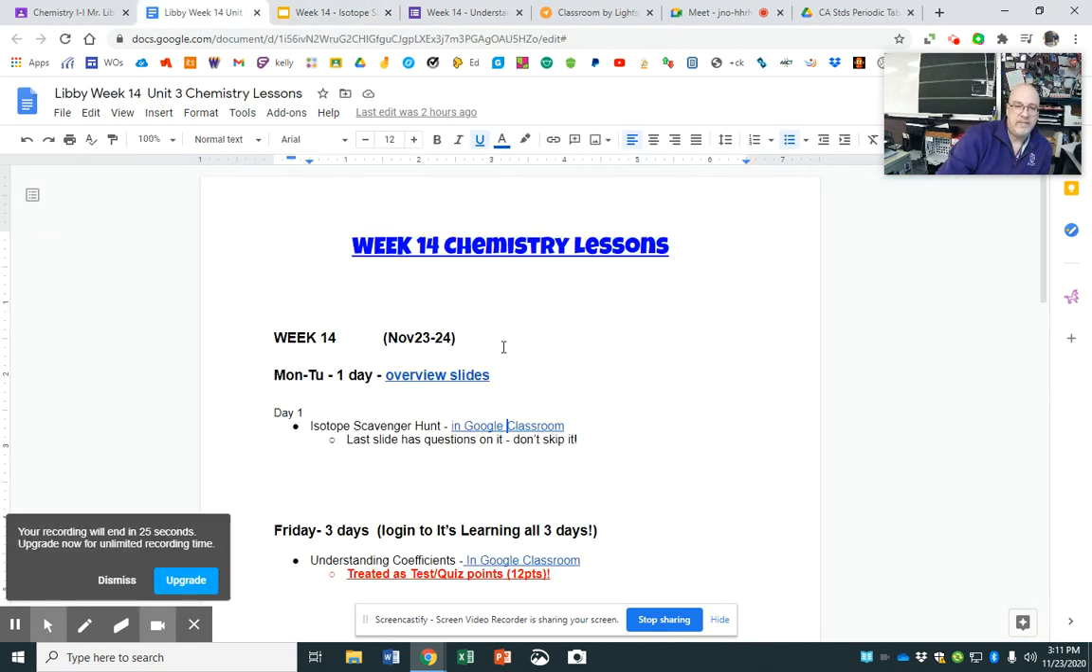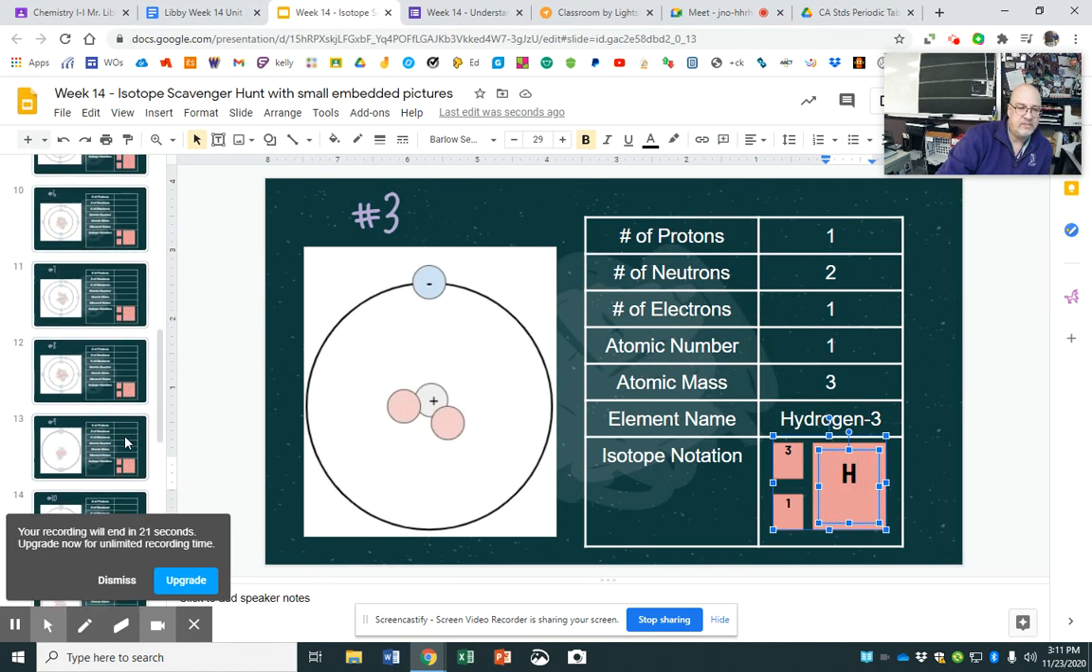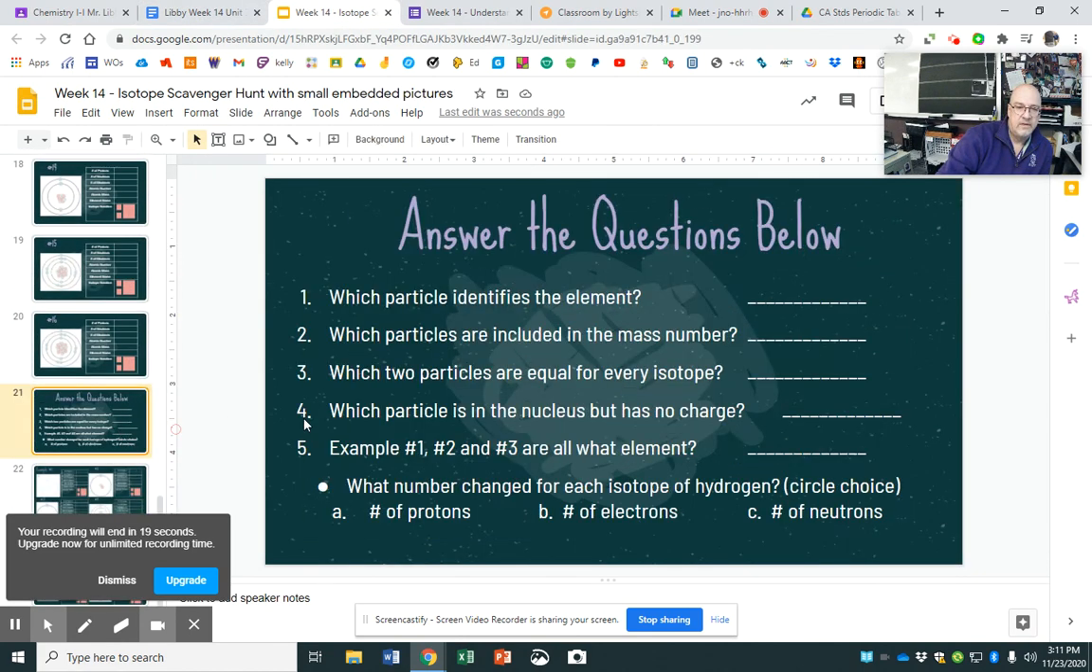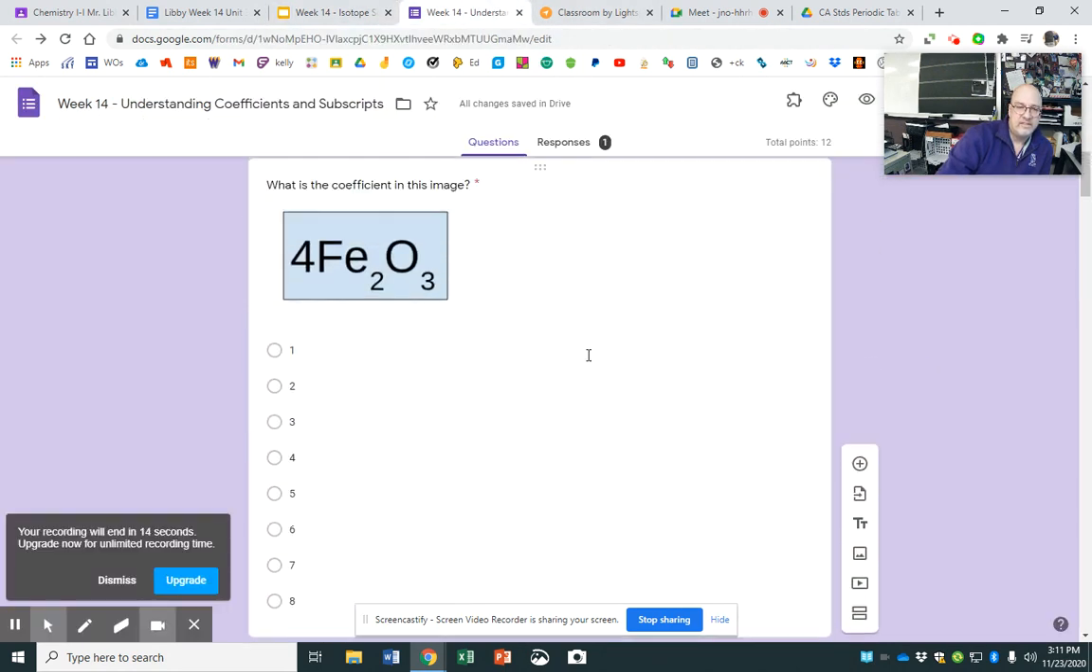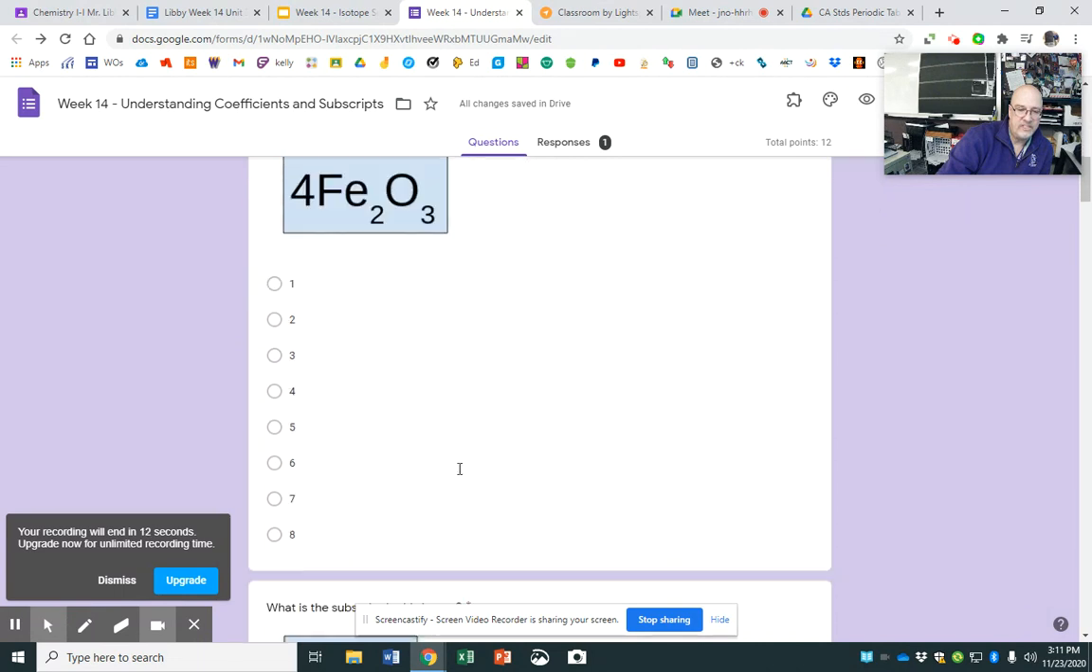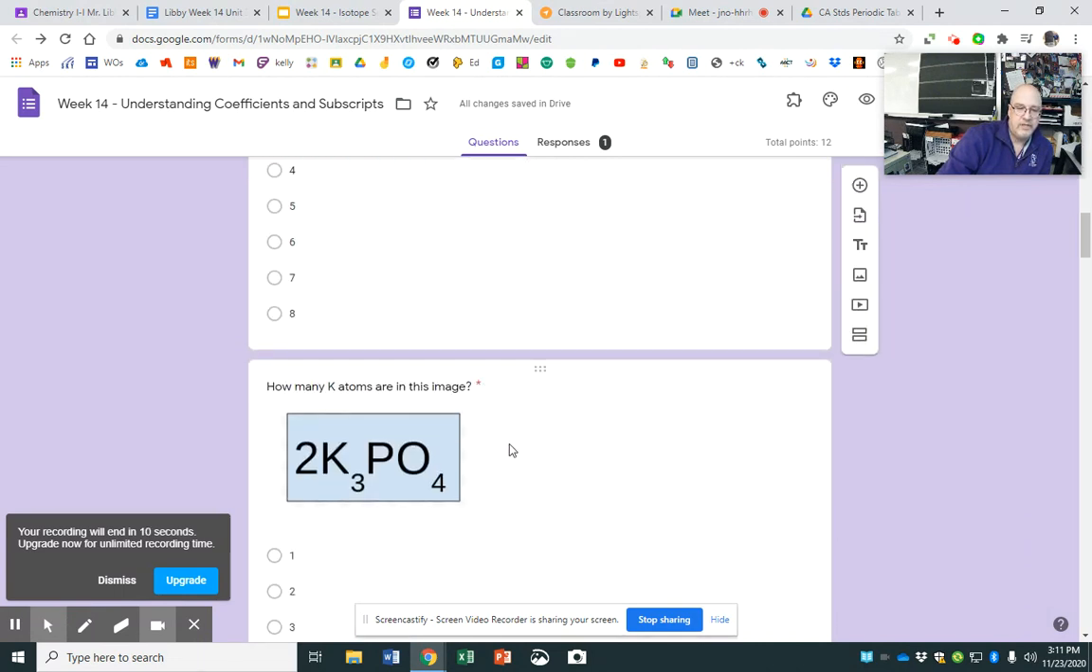The next part of the scavenger hunt is this. Oh, sorry. There are some questions on the bottom. Don't blow off the questions. Questions, go to the scavenger hunt. It looks like this. What's the coefficient? What's the subscript? Pretty doggone easy.